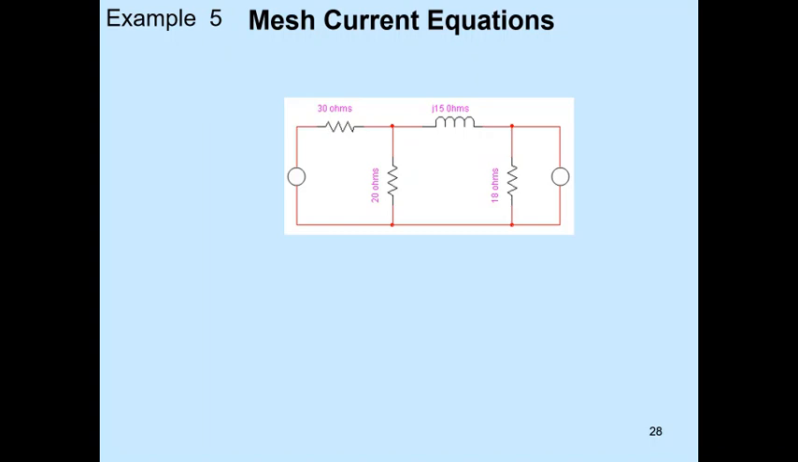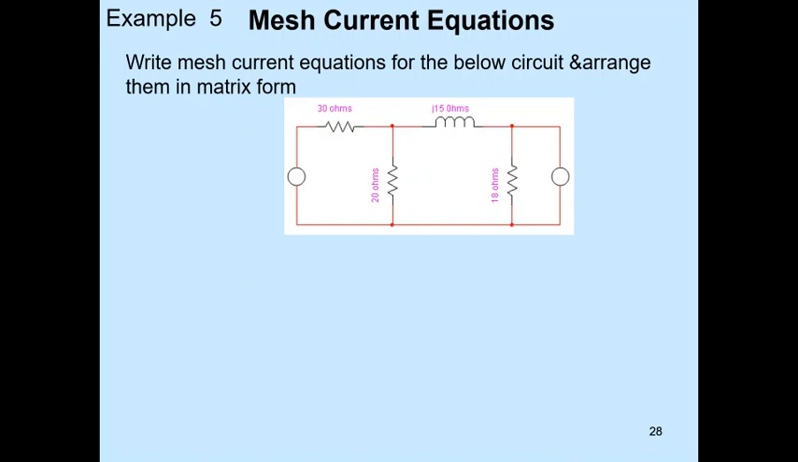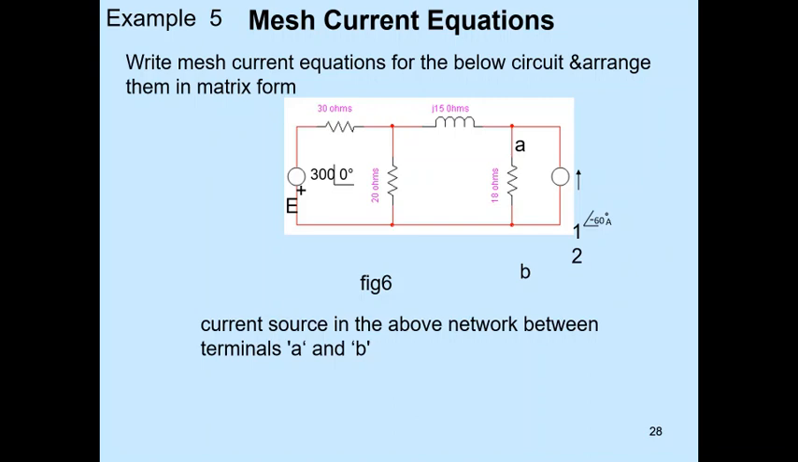And I am taking another example, mesh current equation. Write the mesh current equations for the given circuit. Here, how many branches are there? Current sources A and B.